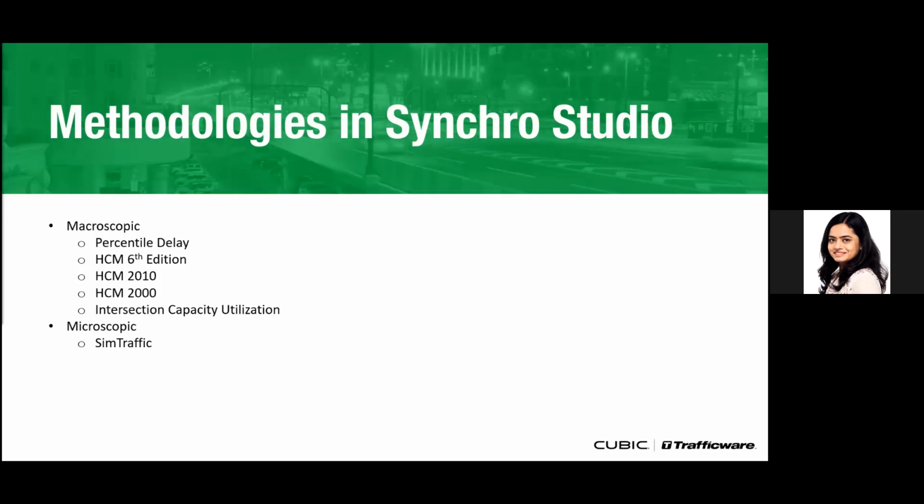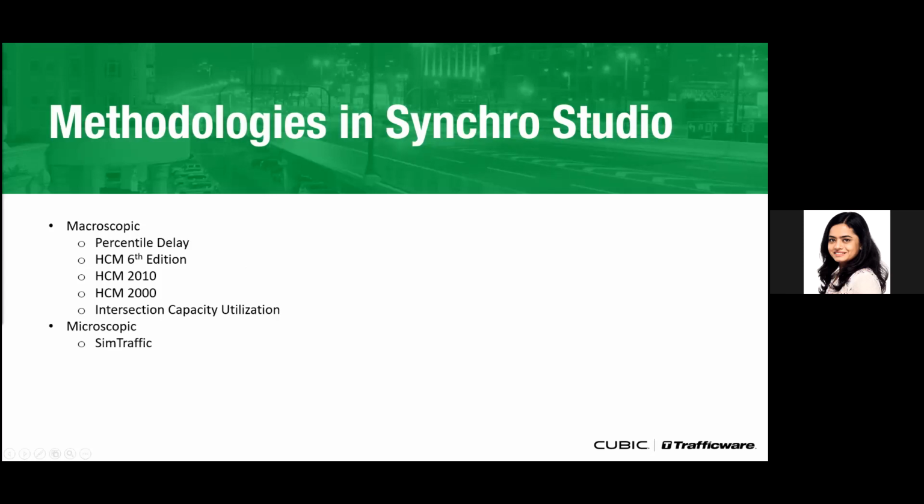Now, the first one is the percentile delay method. This is Synchro's own proprietary percentile delay method. In this method, the traffic arrivals vary according to the Poisson distribution. Vehicle delays are calculated based on the 90th, 70th, 50th, 30th, and 10th percentile scenarios, and the reported outputs will be the weighted average. The HCM 6th edition, 2010, and 2000 are based on the Highway Capacity Manual's different versions.